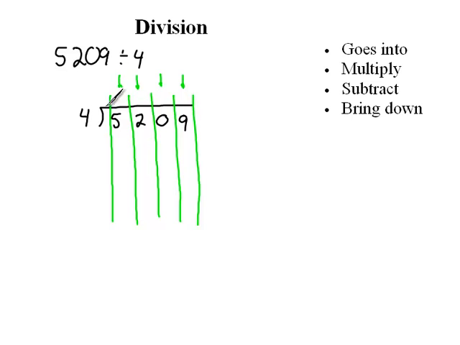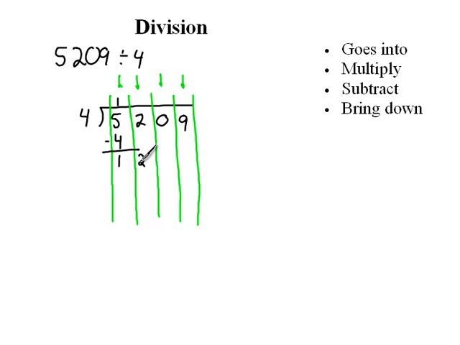The first thing I want to do is see how many times 4 goes into the numbers over here. So 4 goes into 5 once. Multiply step, 1 times 4 is 4. Then I'll subtract that. 5 minus 4 is 1. And then finally I will bring down the next digit, 2. So that pattern is going to repeat. Goes into, multiply, subtract, and bring down.